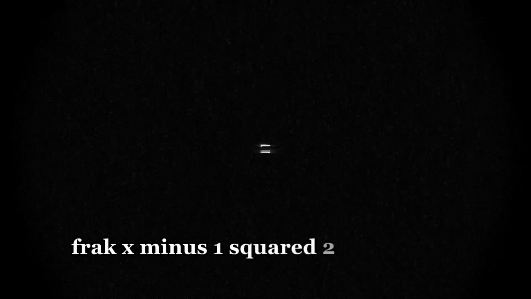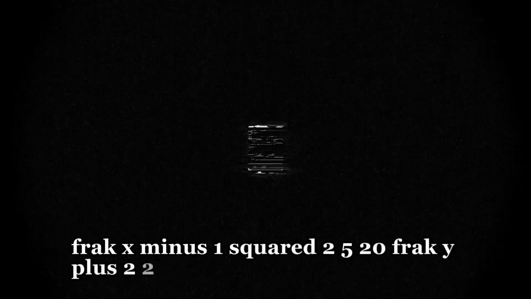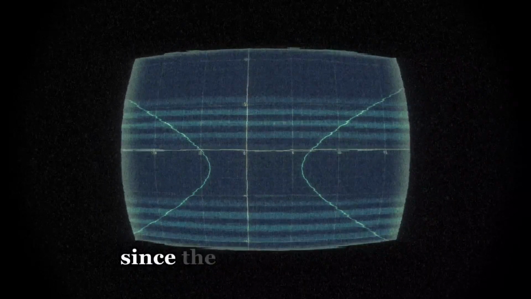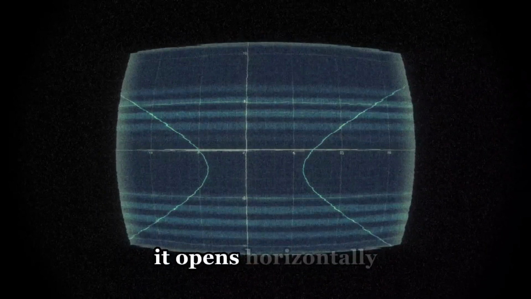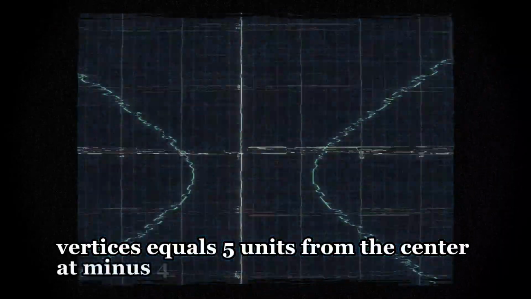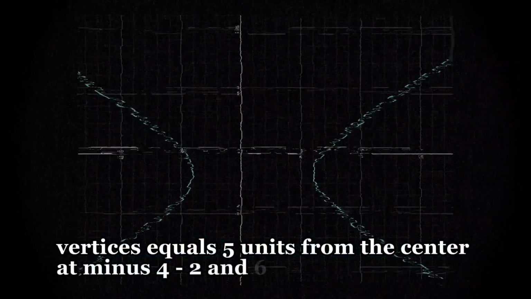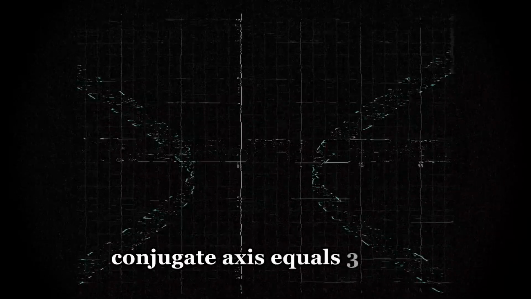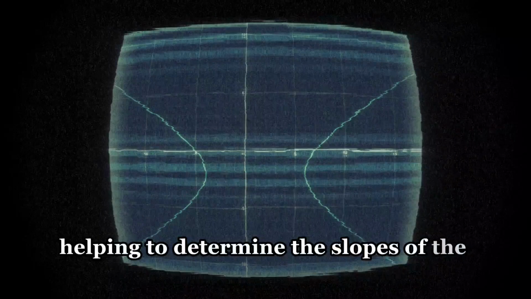Take this hyperbola. (x minus 1)^2 over 25 minus (y plus 2)^2 over 9 equals 1. Breaking it down. Center. (1, minus 2). Orientation. Since the x term is positive, it opens horizontally. Vertices. A equals 5 units from the center at (minus 4, minus 2) and (6, minus 2). Conjugate axis. B equals 3 units, helping to determine the slopes of the asymptotes.